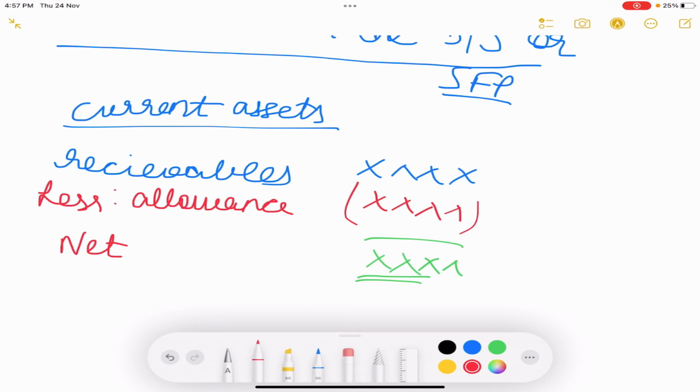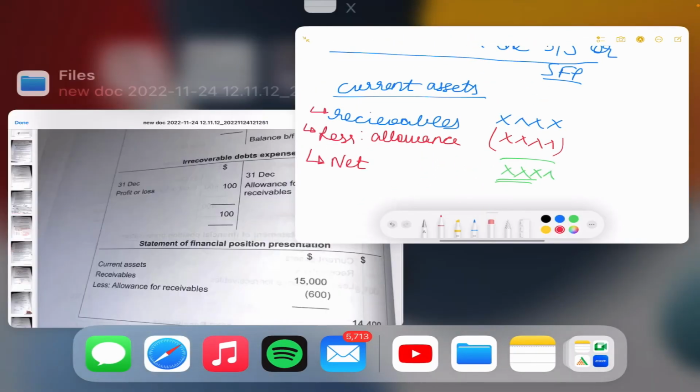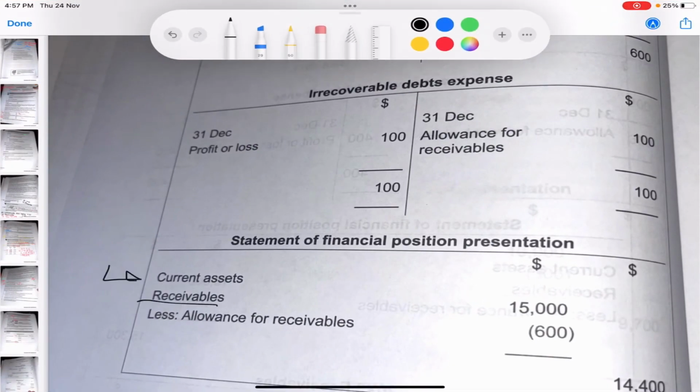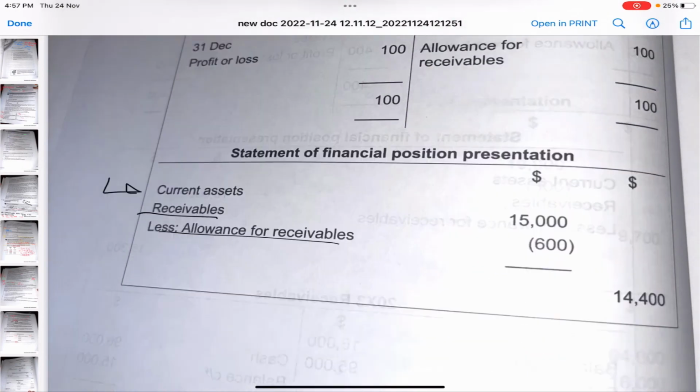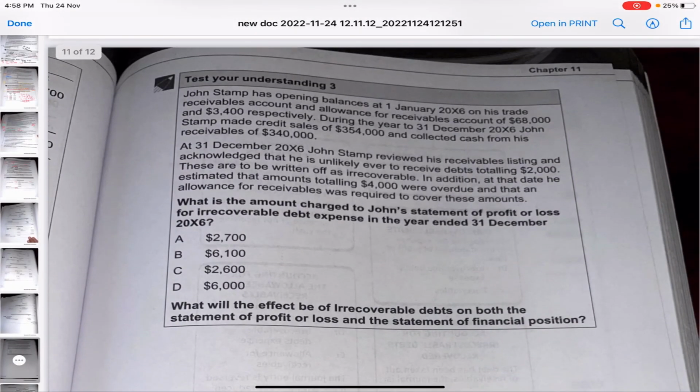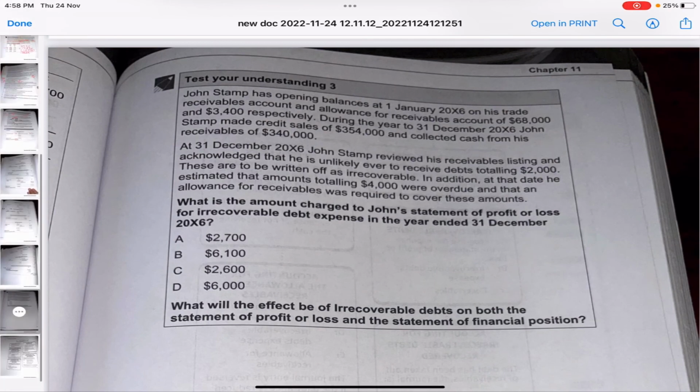Okay. So how are you going to show the provision? Provision is a liability. So how are you going to show it? From the receivables, you are going to subtract the allowance. Then you will be left with the net receivables. Keep that in mind. Now you can go and see the statement of financial position. You have current asset receivables less allowance for receivables. This is the net value. Clear? So that's it. Okay, now this is the last question. Let's quickly do that.